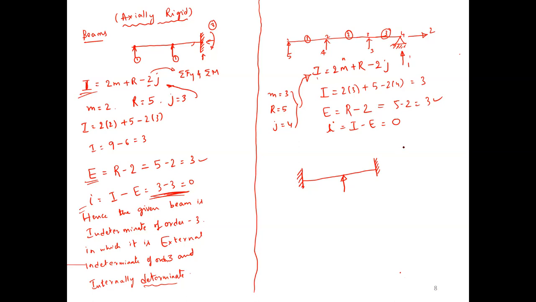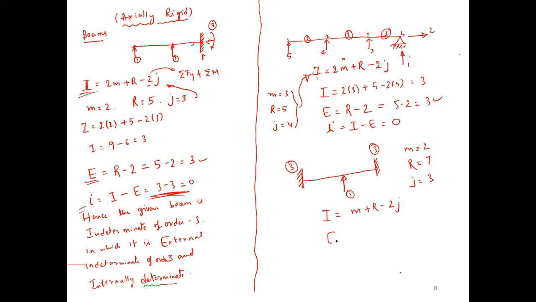Yes, how many members? 2. How many reactions? Here 7. Fixed support 3, 3, 1. So 7. So what are the joints? 1, 2, 3 joints. So what is total indeterminacy? m plus r minus 2j. What is external indeterminacy? r minus 2. What is internal indeterminacy? Total indeterminacy minus external indeterminacy. Determine all the things using these parameters.